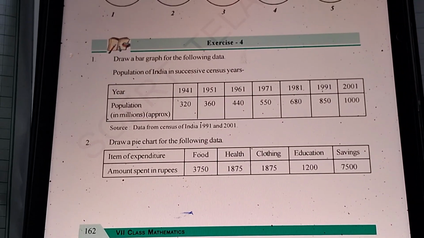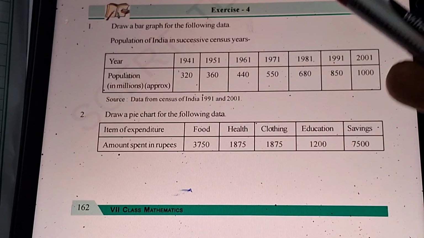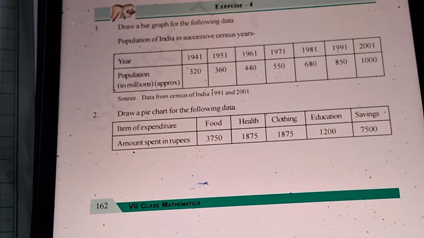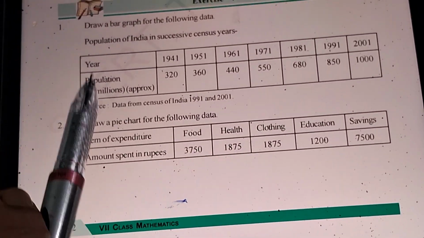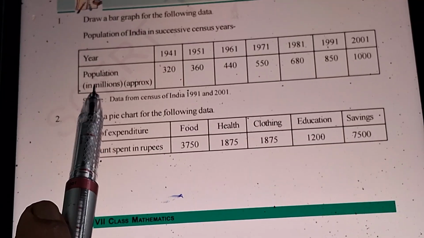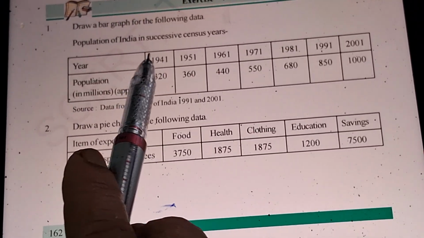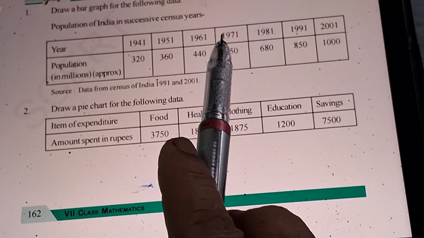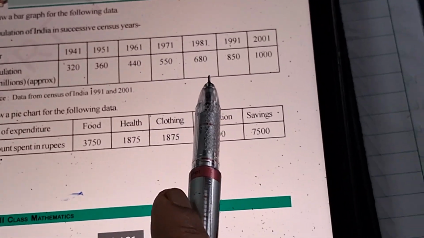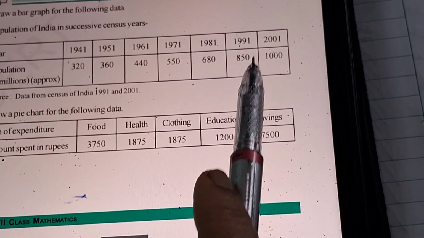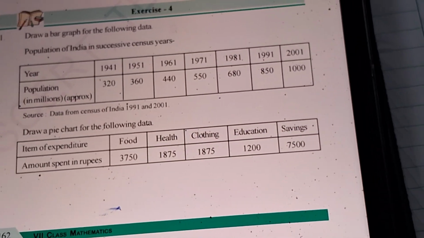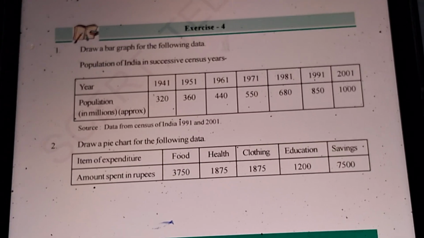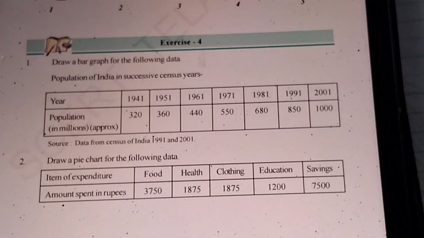Children, in exercise 4, the first problem is to draw a bar graph for the following data. What is the data given to you? Years are given and population in millions. 1941, 320; 51, 360; 61, 440; 71, 550; 81, 680; 91, 850; 2001, 1000. So this you need to represent in the graph. So the graph I have done, children. I am explaining that to you now.